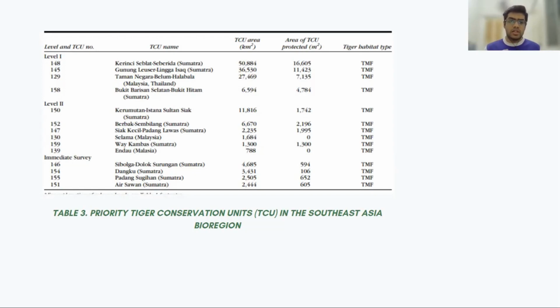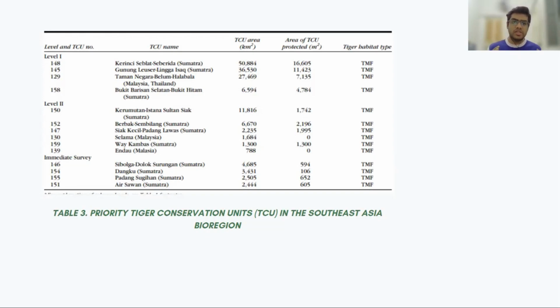Two TCU numbers, such as 150 and 152 in level 2, were focused on more, and more research has been done on these two places in Sumatra. They found out that these two places have large areas of peat swamp, which is noted as poor tiger habitat. This poor tiger habitat affects the score of the habitat integrity, so due to it being poor tiger habitat, the score is poor as well.